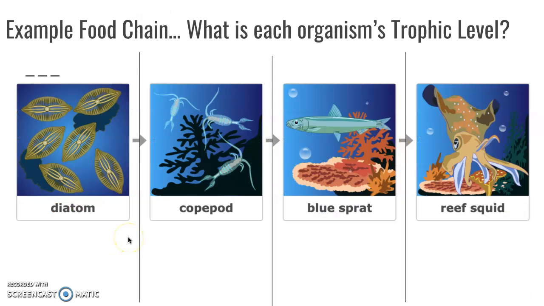So, an example food chain. What is each organism's trophic level? So the diatom is our producer. I'll give you that. The copepod is the primary consumer. The blue sprat is the secondary consumer. And the reef squid is our tertiary consumer. What trophic levels are they?